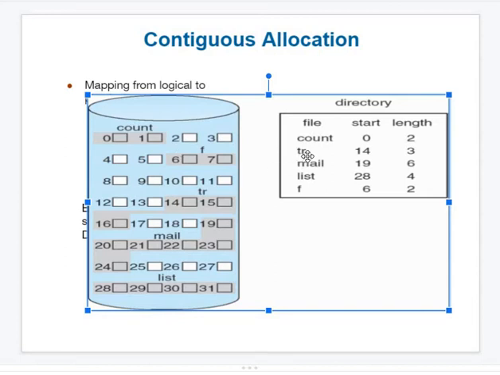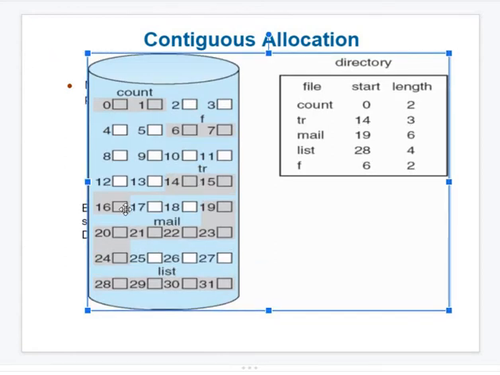Next you can see the file name is tr. What is the start address? 14th. You can see here 14th means this row. How many? Starting from 14th, three blocks: 14, 15, 16. You can see here, which is in a slightly different color, 14, 15, 16. 3 blocks of memory are allocated.